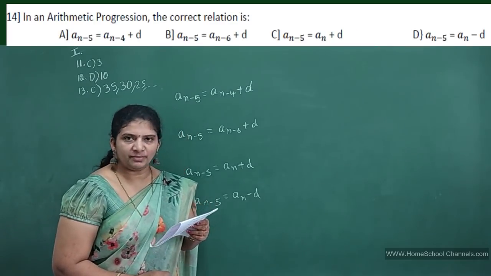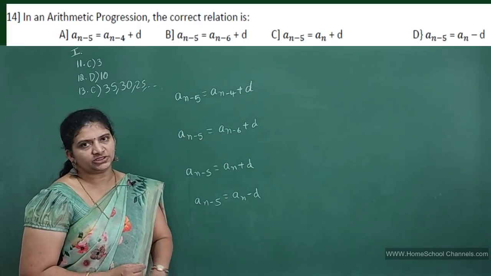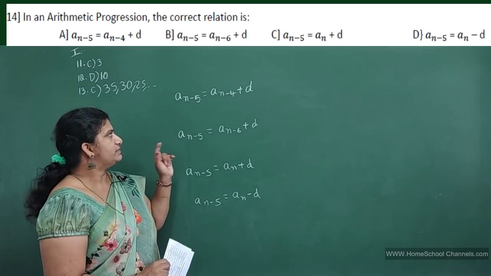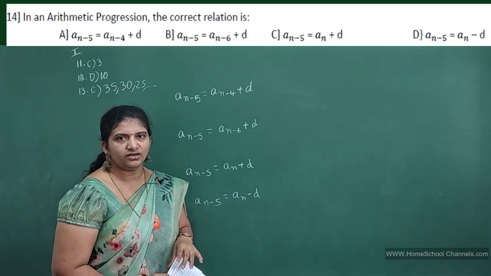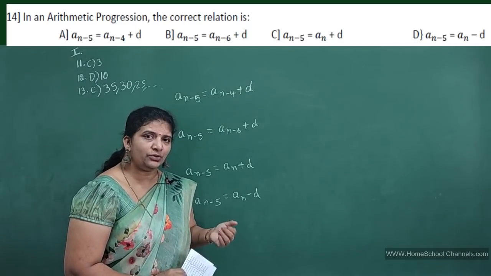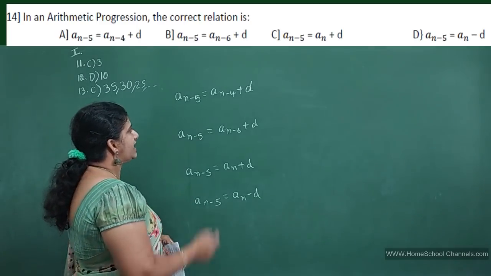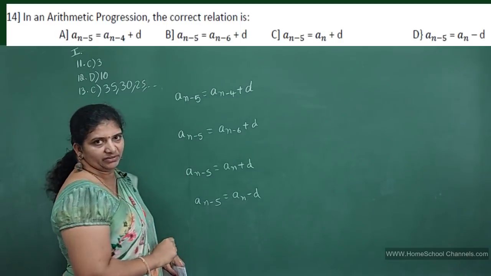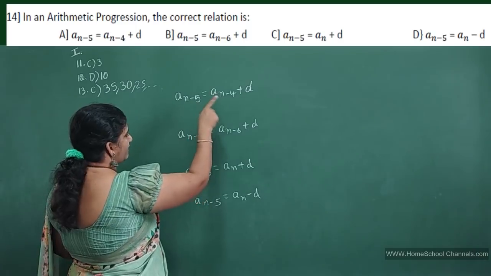14th one, in an arithmetic progression, the correct relation is. You can see 4 options here. How we can find which is the correct relation? Okay, observe here carefully. A(n minus 5), A(n minus 4) plus D, something there. So, first we need to substitute an n value, any number, then we can easily identify the relation. Suppose take any n value. Make sure it should be greater than this number. So, all n terms you observe here: 6, 5, like this.